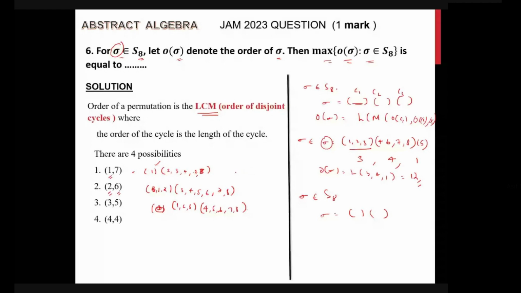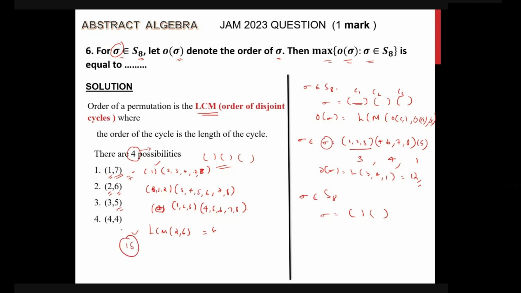That doesn't make a difference. That means if you split it, the LCM of the disjoint cycles doesn't change. So these are the 4 possibilities from which we will get the higher LCM value. In this, the LCM of 1 and 7 is 7. And what about the LCM of 2 and 6? It is 6 itself. And the LCM of 3 and 5, that is 15. So this is the bigger one. The LCM of 4 and 4 is 4 itself. So this possibility has the highest order.